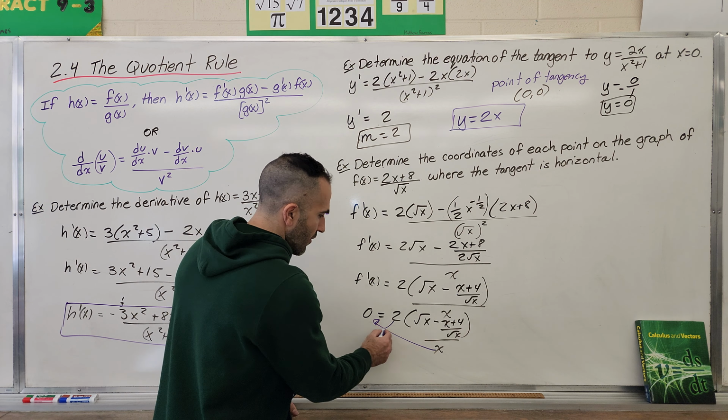Do some stuff. You've got to solve for x. So I'm going to actually do this division. So this is going to be 0 equals x minus x plus 4 all over root x. Common denominator. I'm multiplying that by root x. Give me an x. I see that x minus x. I'm very excited. 0 equals x minus x is 0. Negative 4 over root x.